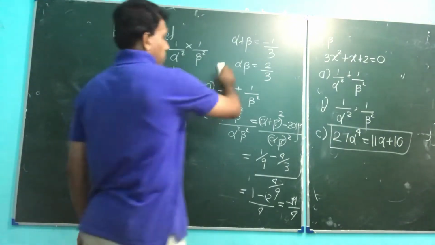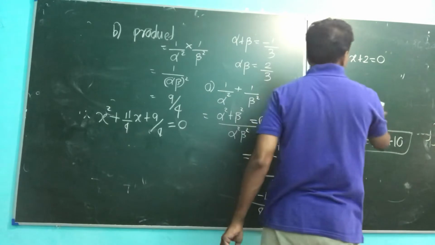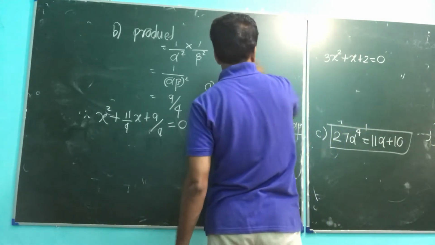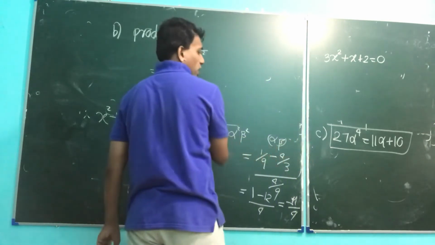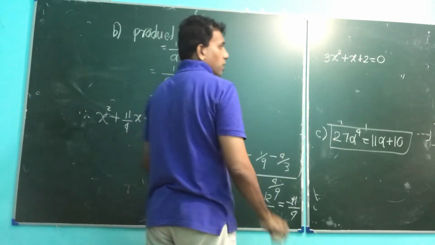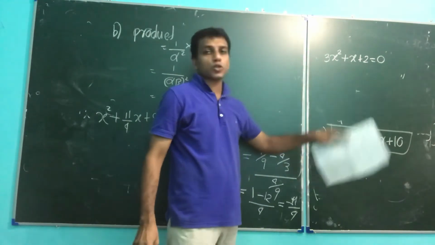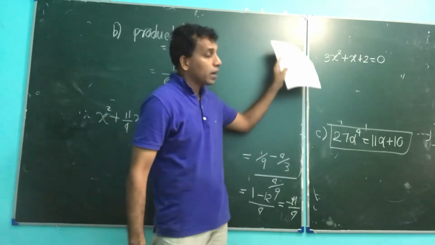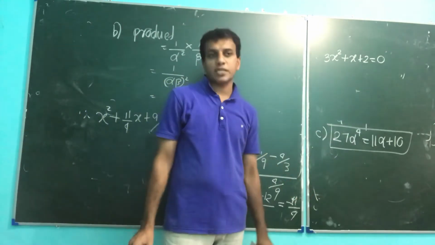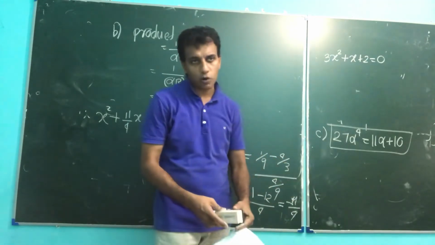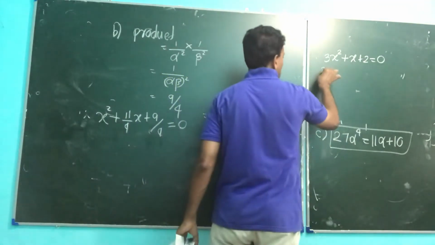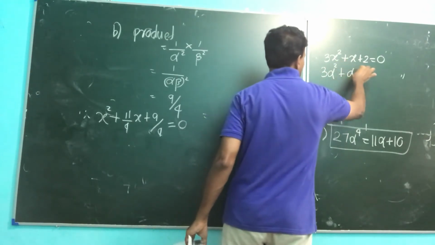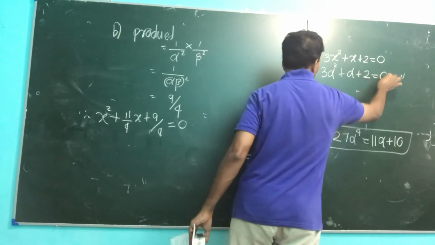So what is that idea? If the roots are known for a particular equation, the root satisfies the equation, right? Therefore, 3x square plus x plus 2 is 0. The roots are alpha and beta. Therefore, you can put x for alpha, x for beta. But in the answer, no beta, alpha only. Therefore, 3 alpha square plus alpha plus 2 is 0.